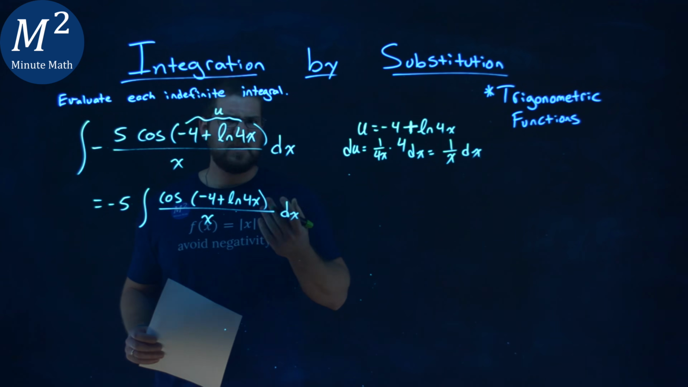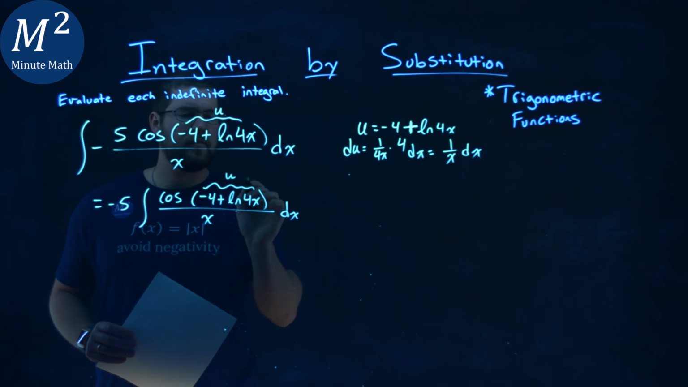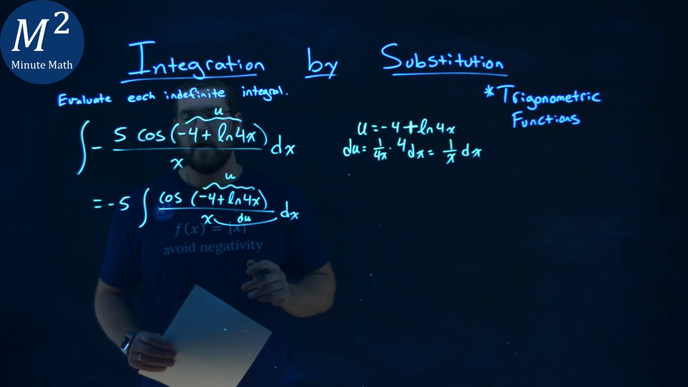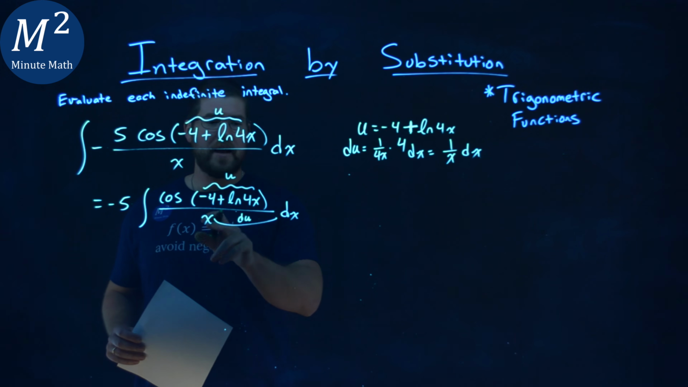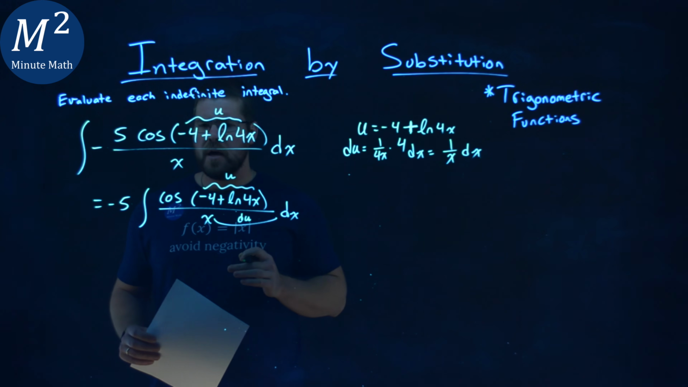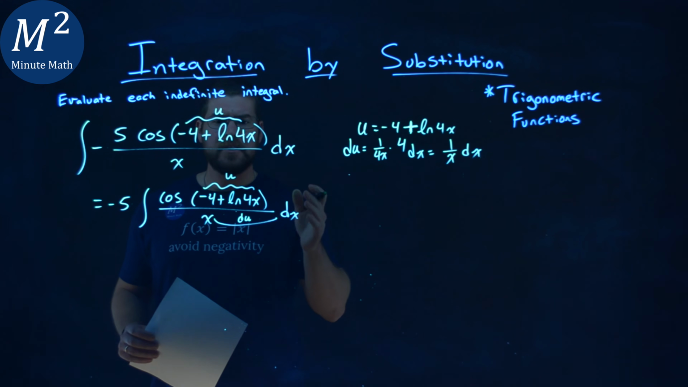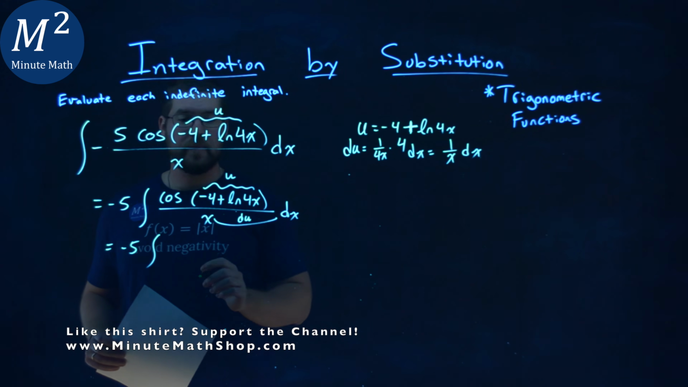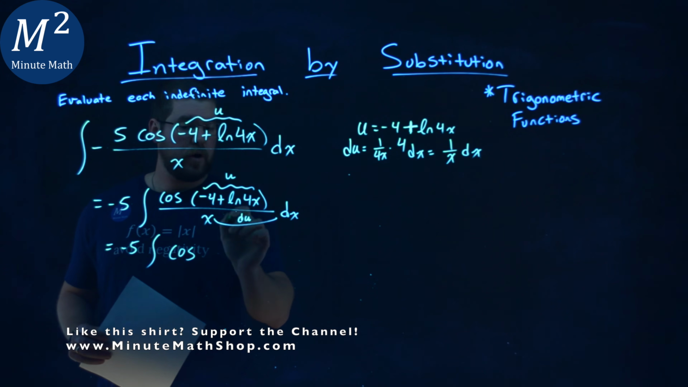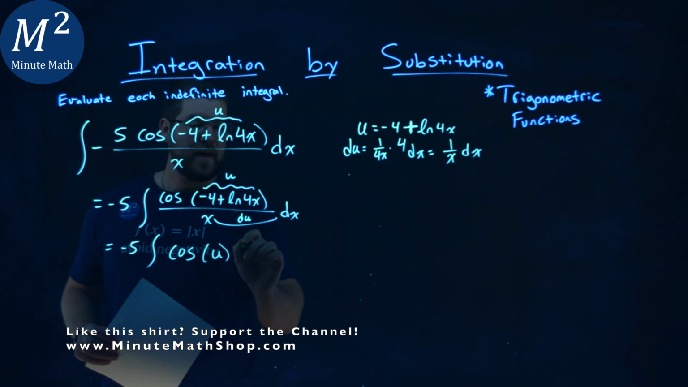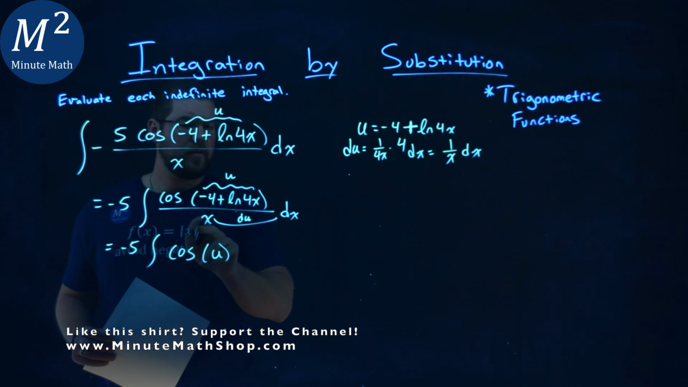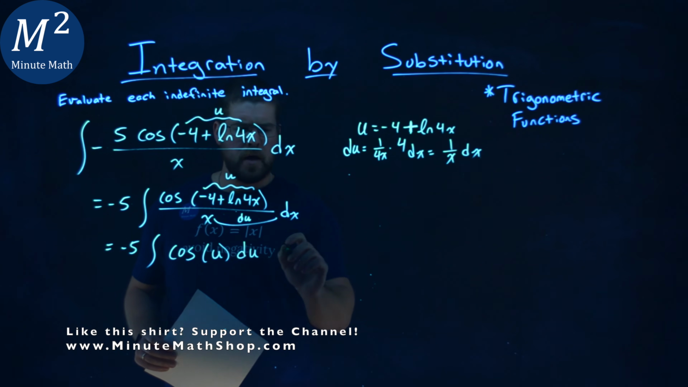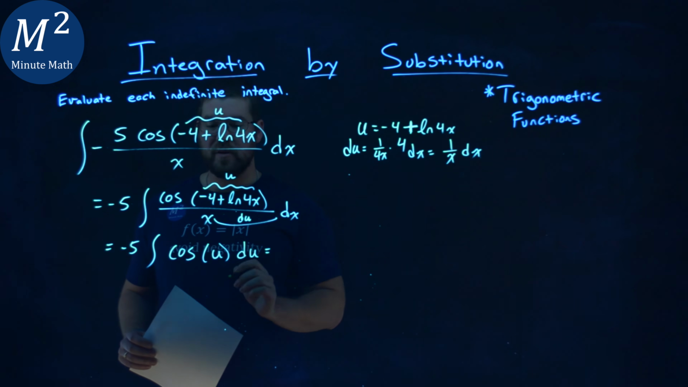And now this is pretty easy to see. Again, our u value is right here, and here we have our du value. Okay? We have du right down there, that 1 over x dx. Well, now we can substitute u and du in. So we have a negative 5 times the integral here of the cosine of our u value. And then instead of a dx and a 1 over x dx, we just have that du that goes right in there.